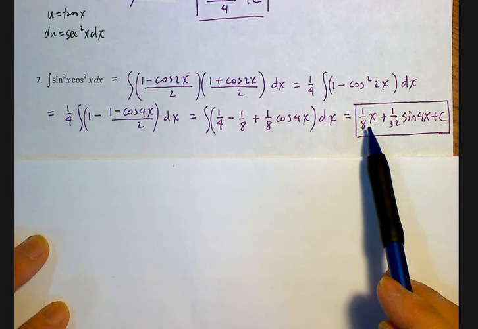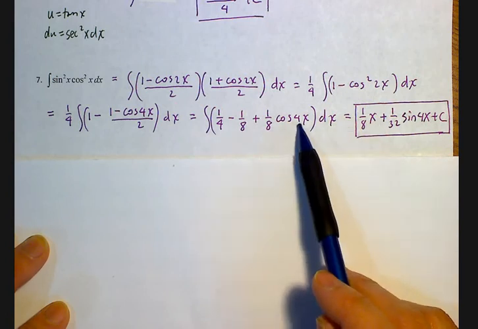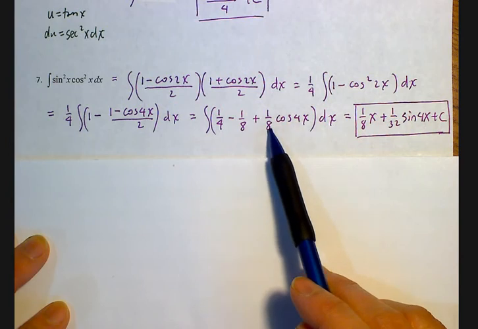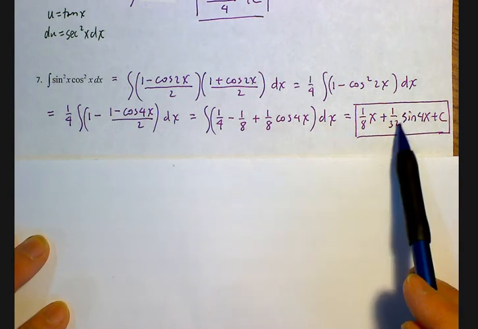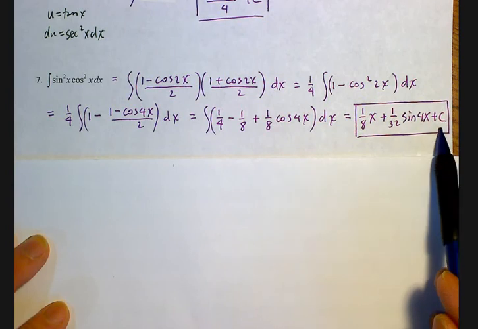So then if you take that integral, you get 1/8 x. And then for this one, you'll do a u sub of 4x. So the constant that gets pulled out is going to be a 1/4. So 1/8 times a 1/4 gives you 1 over 32. And the integral of cosine is sine. So it's sine 4x and then plus c.